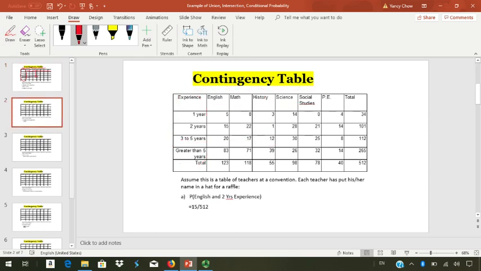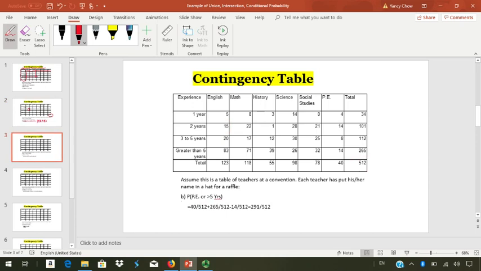So let's see some questions. Part A. What's the probability that the teacher teaches English and has 2 years teaching experience? So that will be the intersection, probability A and B. Let's see how many of them. The teachers teach English and have 2 years teaching experience. There are 15 teachers. So the probability will be 15 divided by the total number, 512.